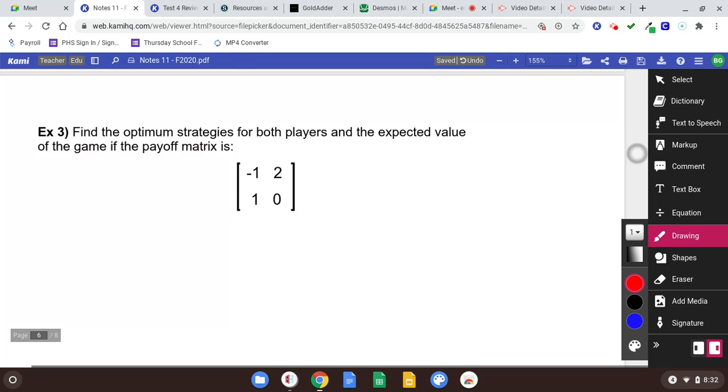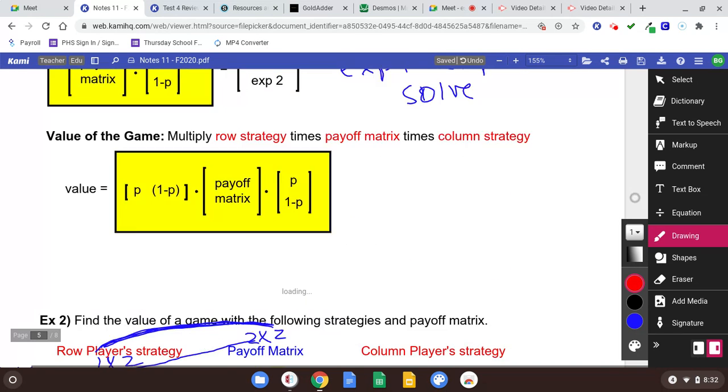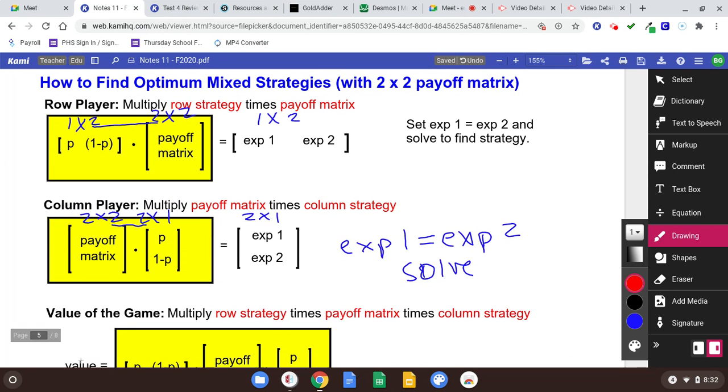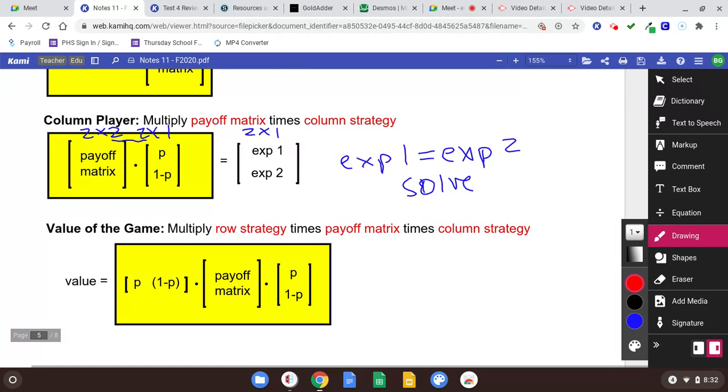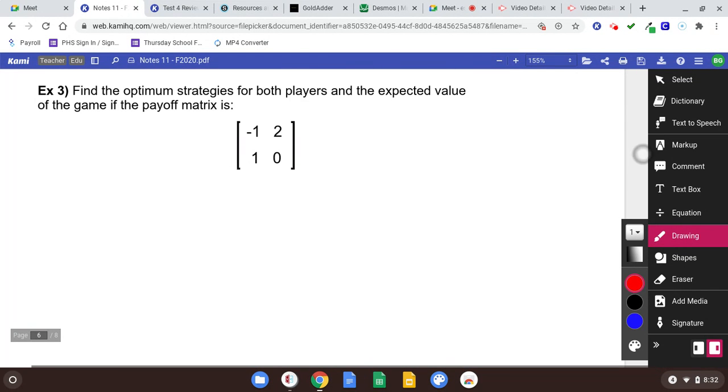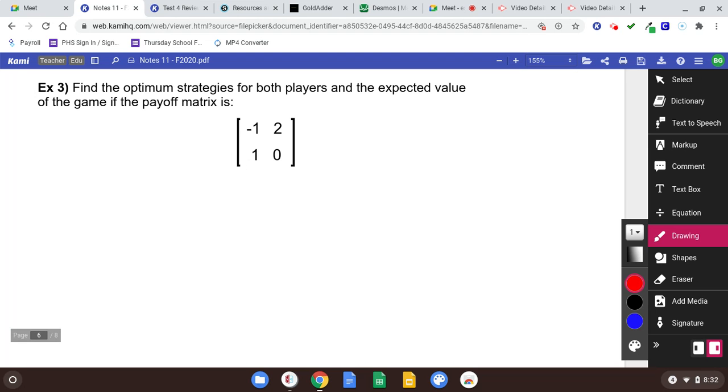Okay, so go back and look at what I said was the main idea slide. If we want to find the optimum strategies, we have to do this. And then once we know that, we can find the value by just multiplying all three of them. You're not going to be able to use a matrix calculator for this because there are going to be variables. But let's look at the row player.